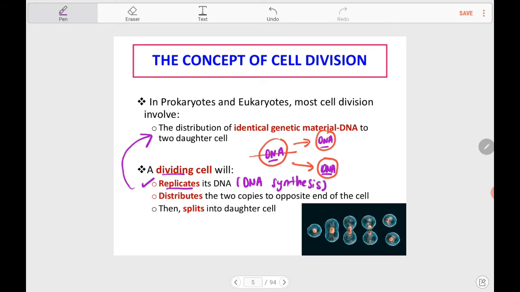Next, a dividing cell will distribute the two copies to the opposite end of the cell. Okay, so nanti kita akan tengok in detail. And then, so the third one, a dividing cell will then split into daughter cells.